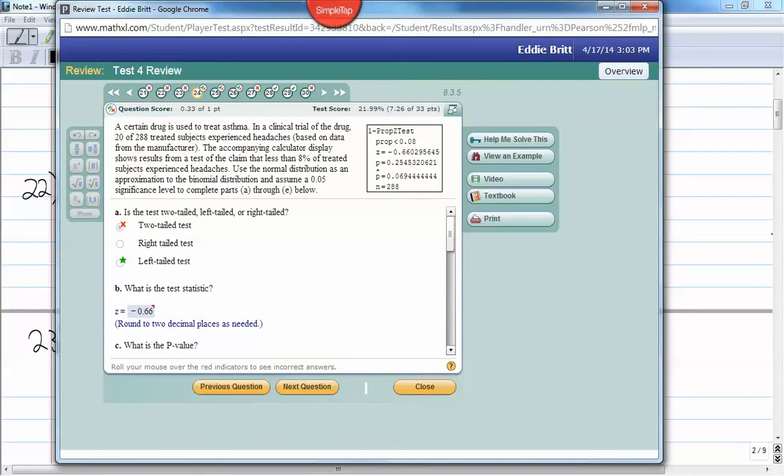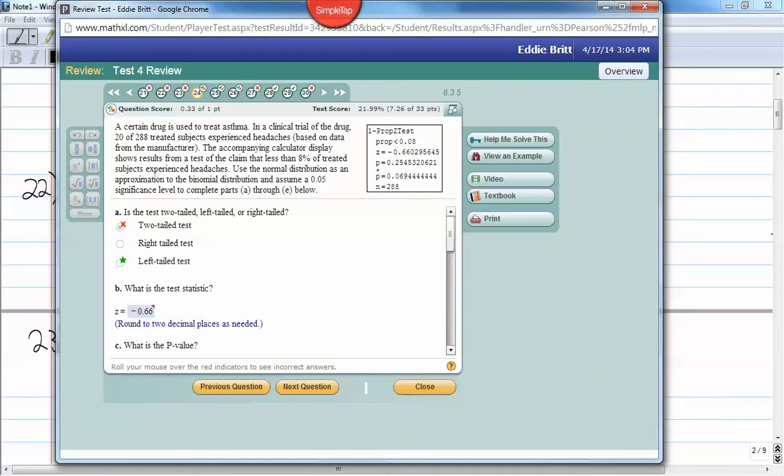Alright. A certain drug is used to treat asthma. In a clinical trial of the drug, 20 of 288 treated subjects experienced headaches. The accompanying calculator display shows the results from a test of the claim that less than 8% of the treated subjects experienced headaches. Use the normal distribution as an approximation to the binomial distribution and assume a 0.05 significance level to complete parts A through E.